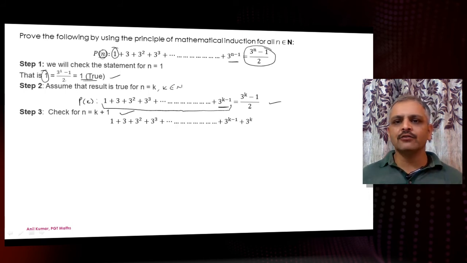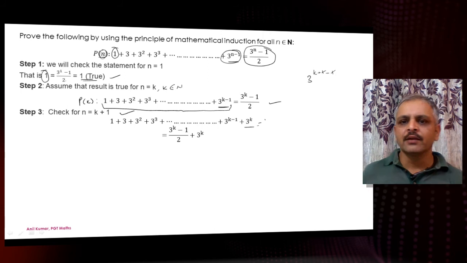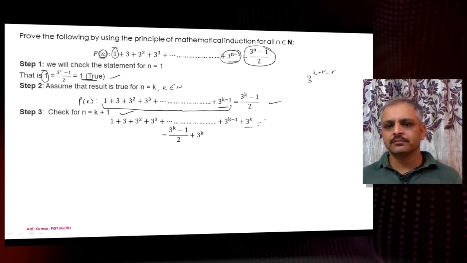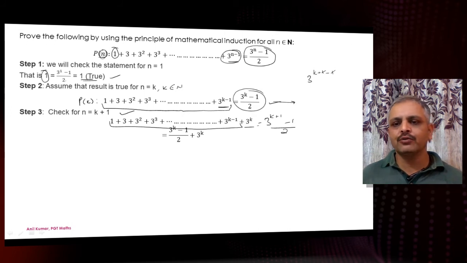If I put n is equal to k plus 1, this term will become 3 raised to power k plus 1 minus 1, so 3 raised to power k. That means the series will be extended up to 3 raised to power k, and the right hand side will become (3 raised to power k plus 1 minus 1) by 2. So for this much of the series, I can take it as (3 raised to power k minus 1) by 2 from step number 2. Let's put this value.